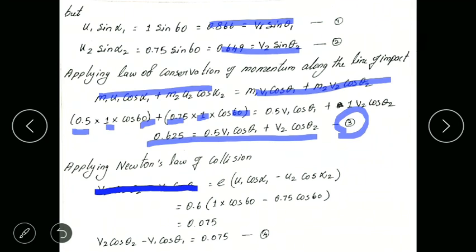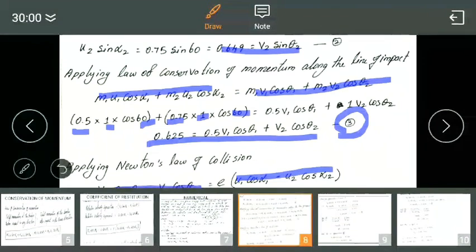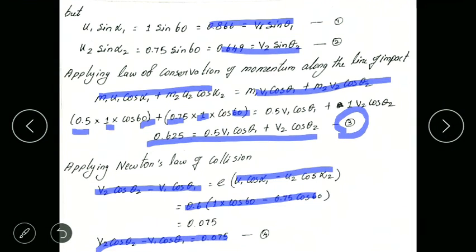The relative velocity of separation is equal to e times the relative velocity of approach. So we know the initial velocity and its inclination with respect to the line of impact. Just substitute those values, and the coefficient of restitution is also given in the question, which is 0.6. By substituting these values into the equation, we get another equation, which is V2 cos theta 2 minus V1 cos theta 1 equals 0.075. Make it equation 4.